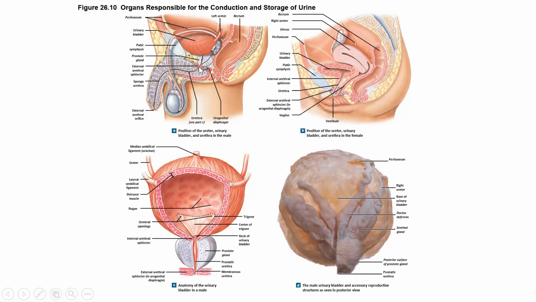And then lastly, we've got the prostatic urethra, which is the bit that goes from the trigone, right, the base of the bladder, through the prostate, which is called the prostatic urethra. Okay, so prostatic, membranous, and then the spongy urethra.